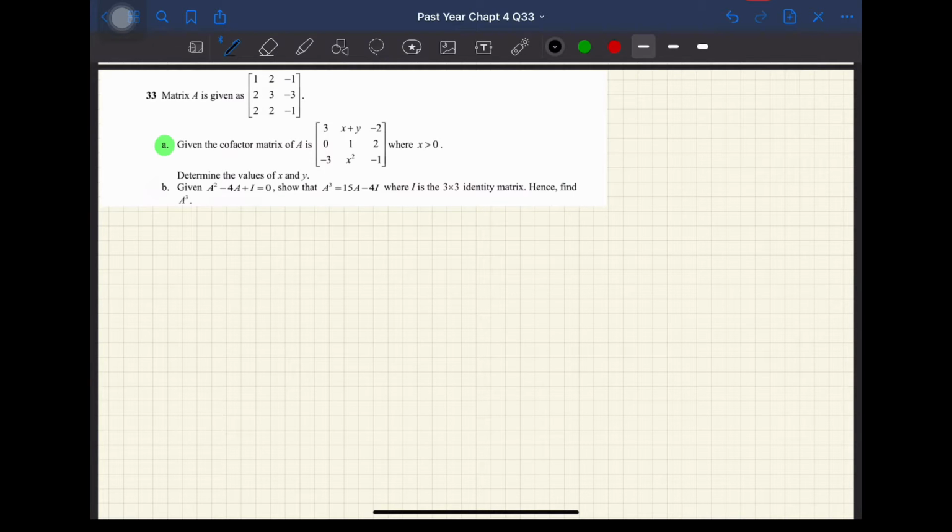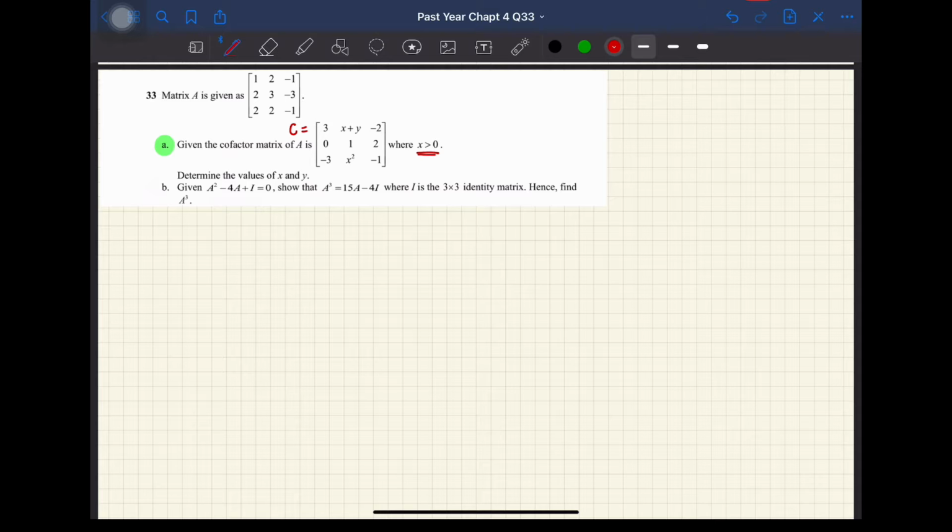Alright, so in this video, we are going to discuss how to answer question number 33 from past year chapter 4. Okay, so soalan bagi kita satu matrix, matrix A is this one. And then the first part dia cakap, given the cofactor matrix of A is this one. Okay, so this is what we call as cofactor matrix. So, kita boleh tulis cofactor matrix as C. Okay, so cofactor matrix kita sama dengan this one lah. Okay, and then dia bagi kat situ X is greater than 0. Okay, so itu adalah untuk first part.